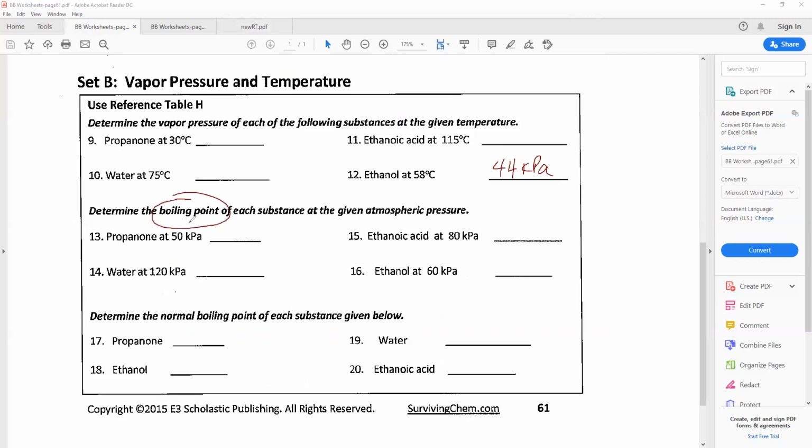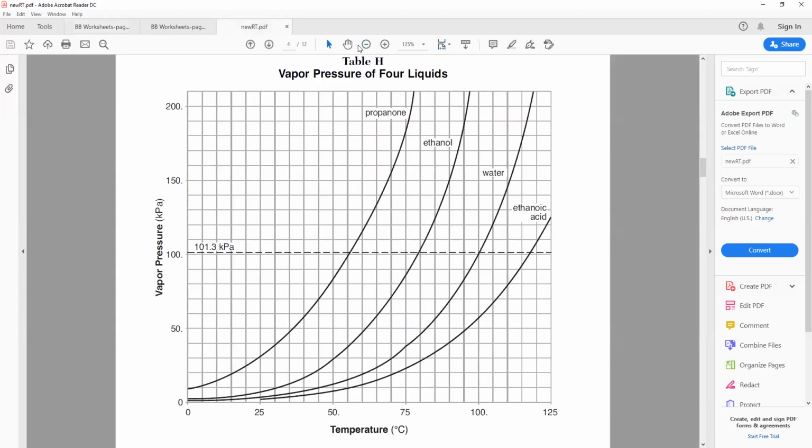We have to determine the boiling point at each given atmospheric pressure. So we have propanone at 50 kPa. What did we say? The boiling point is where the vapor pressure is equal to the atmospheric pressure. So we're going to go at 50 kPa.